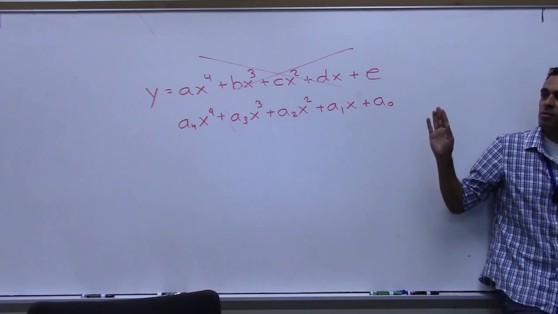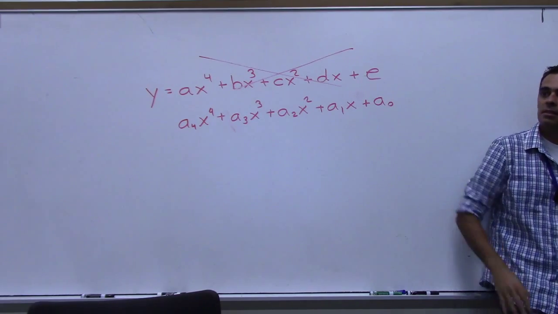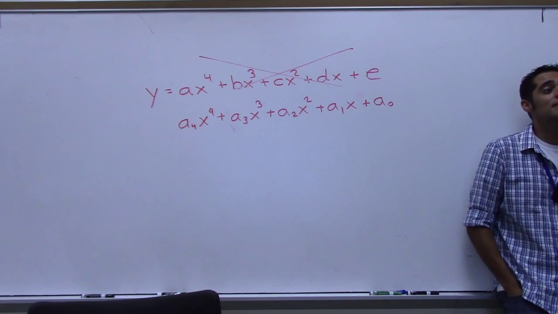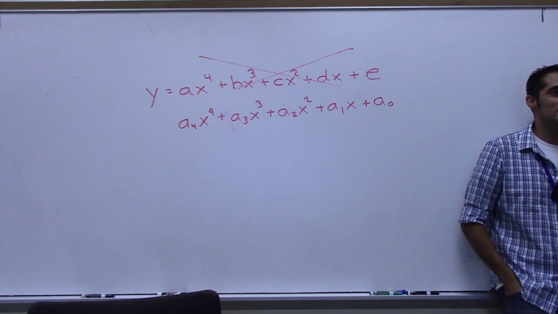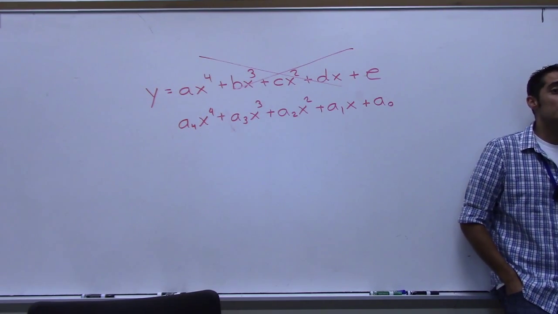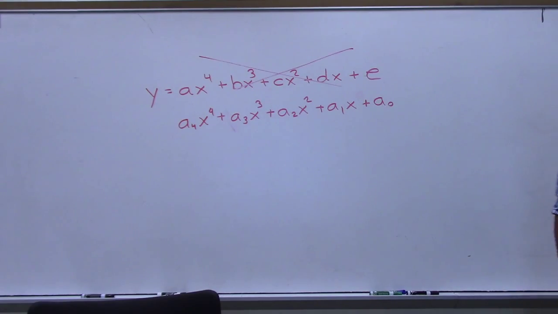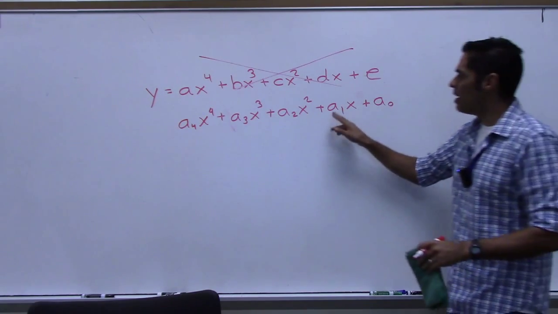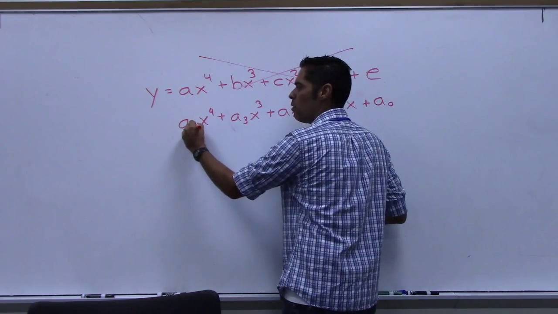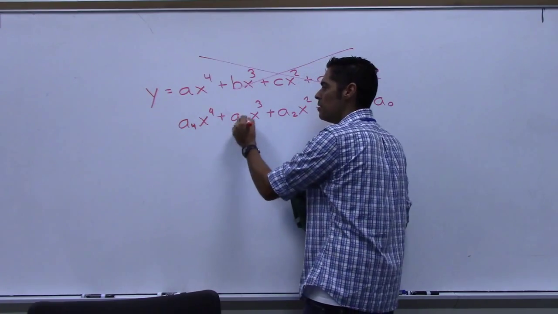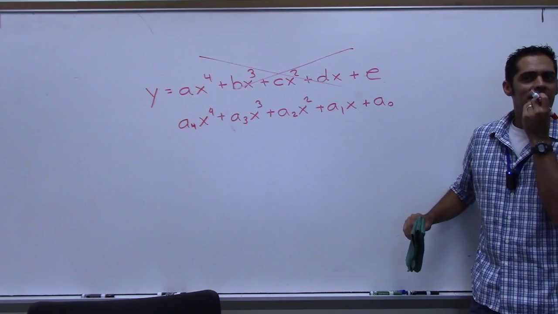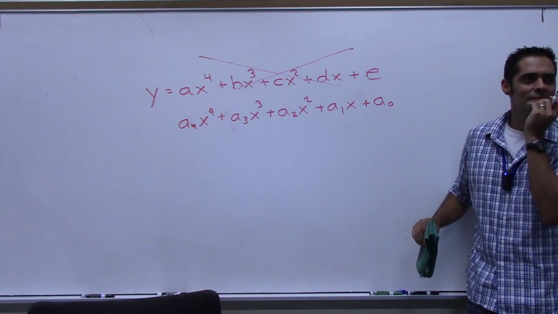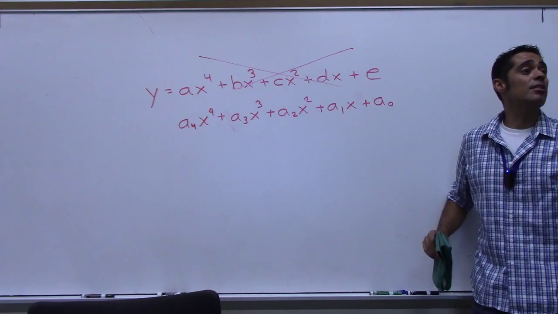Why not continue to use general form A, B, C, D, E? Why use the subscripts instead? Because they're using the same letter? Well, yeah, they're using A, but this is A sub 4, and this one's A sub 3. There you go. You won't run out of letters.